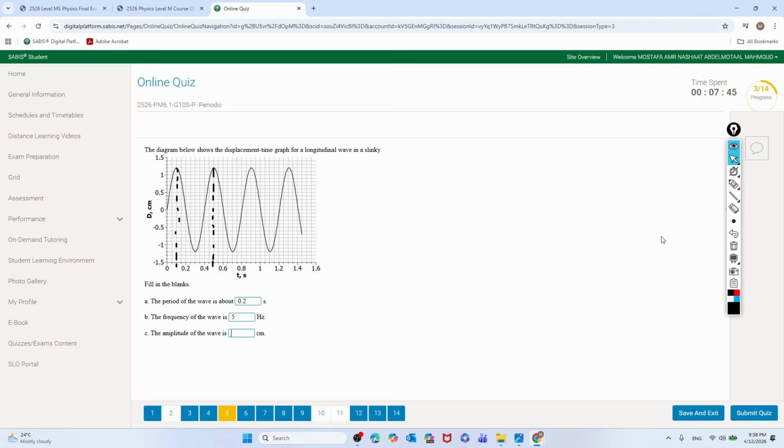And the amplitude of a wave is from 0, so from this line, to its peak, or to its bottom. So what is it? It's 1 point something, so 1.1, 1.2, yeah, 1.2. Okay, that's it for this quiz.